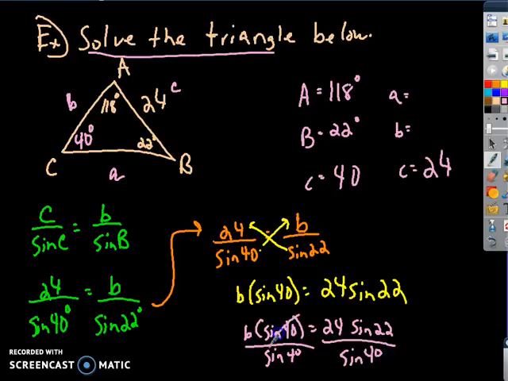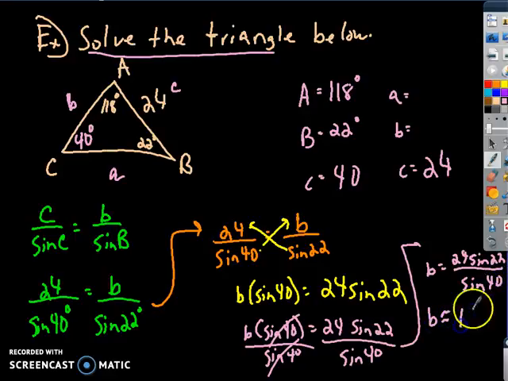So now these cancel, and you get b is equal to whatever this is. I'll plug it into my calculator. All right, so you plugged in 24 sine 22 divided by sine of 40 in your calculator, and you should get b to be about 14. It's like 13.99 or something like that. So you should have got about 14. So I'm going to say b is 14. So this side is 14.